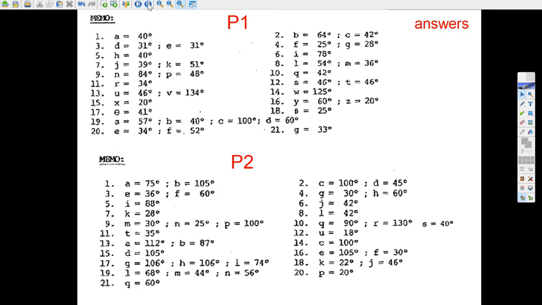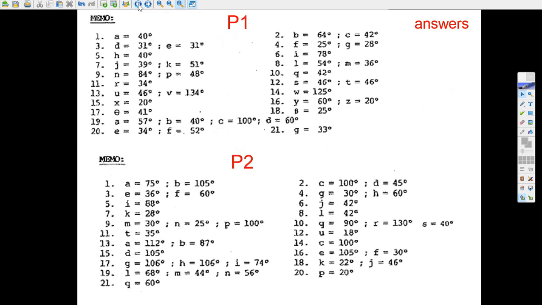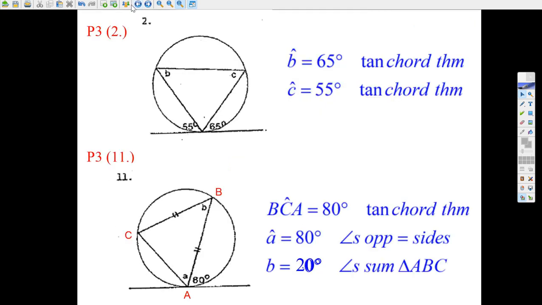And I've got a memo here that I'll send to everybody that tells you at least the sizes of those angles for all of the questions that we did, which is 63 questions. Okay, well that's it. I hope all this practice helps.